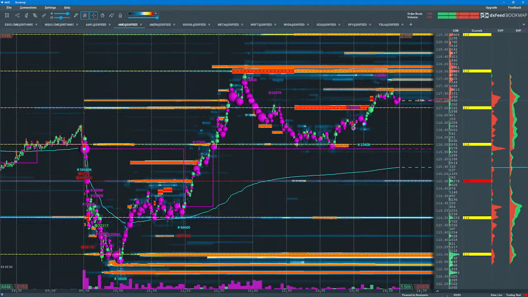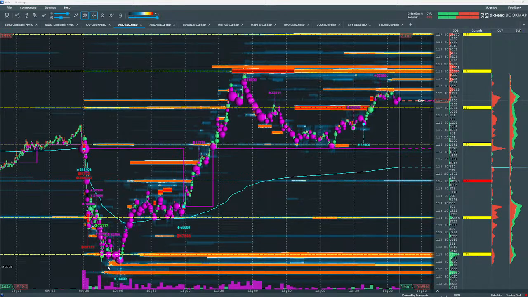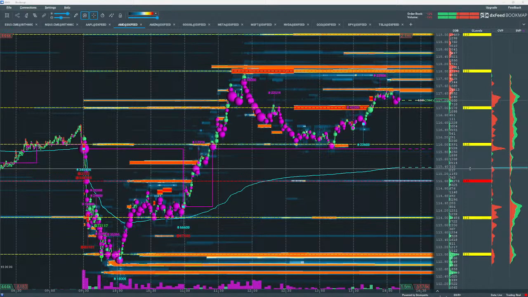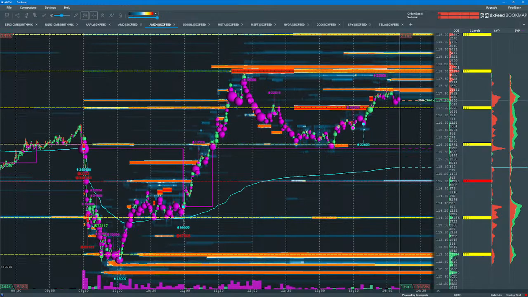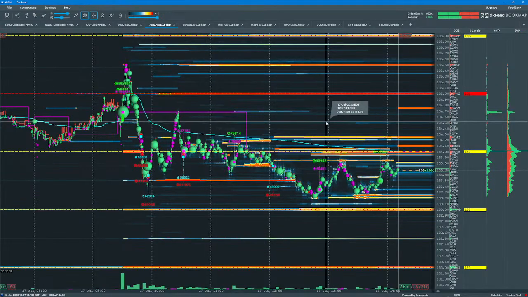Support at the 113 hedge wall level. And note the absorption at that level, shown by the light blue square there. So nice reversal higher in AMD, just around 10 o'clock. Right, the next, Amazon. And I'm just going through some examples from this morning.